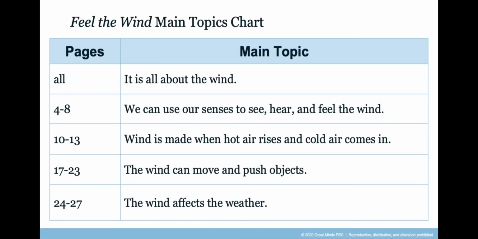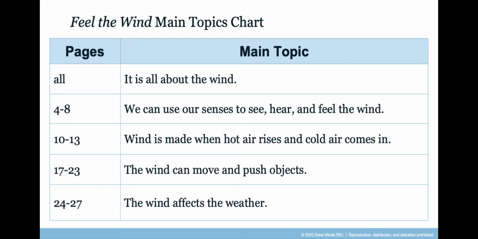All right, friends, to get us ready for our work today, just take a moment to review the main topics chart you see on the screen. We identified several main topics from various sections of text. We said the entire text is all about the wind, that we can use our senses to see, hear, and feel the wind. Wind is made when hot air rises and cold air comes in. The wind can move and push objects, and the wind affects the weather.